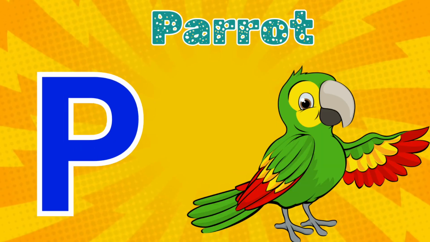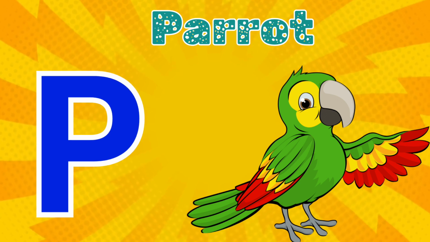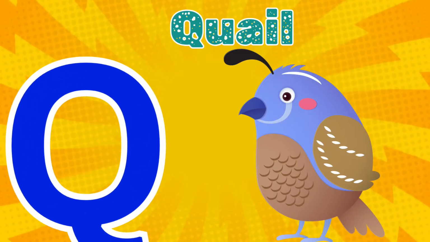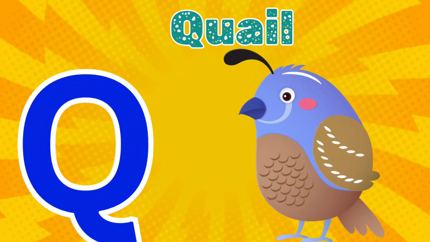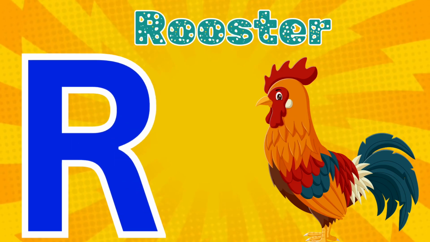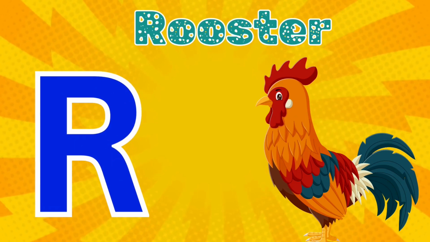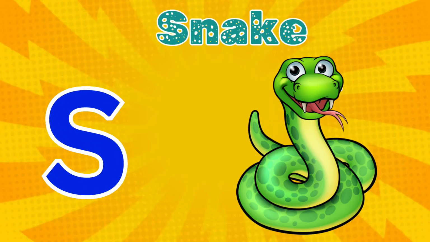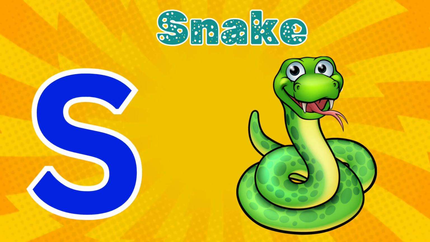Q is for quail. R is for rooster. S is for snake. T is for tiger.